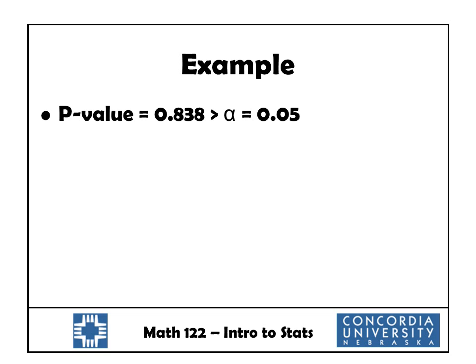Now we interpret that just like we've interpreted every other p-value. We compare that to alpha. No value of alpha was given, so we'll choose 0.05. So 0.838 is definitely greater than 0.05, and so our technical conclusion is to not reject the null hypothesis.